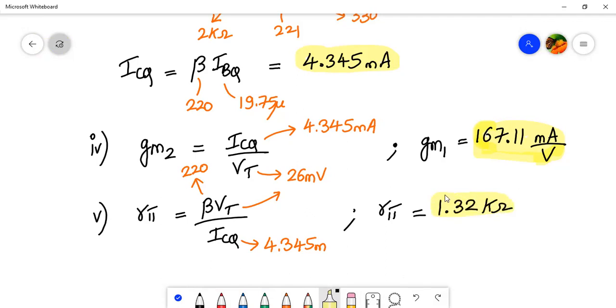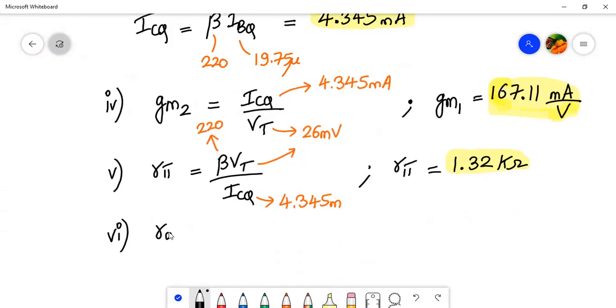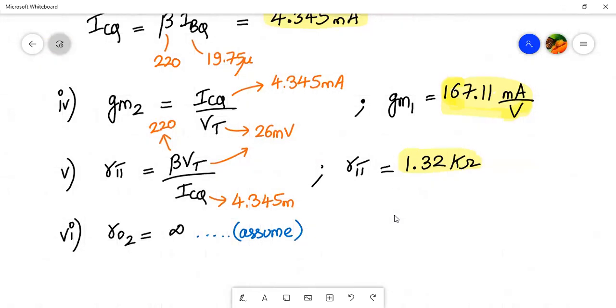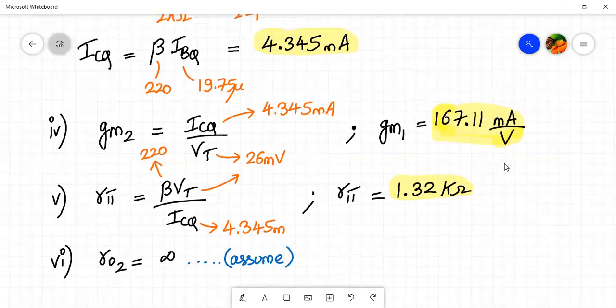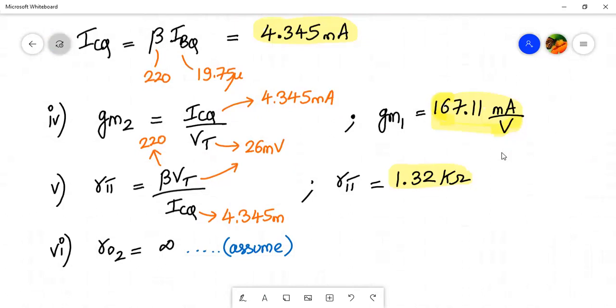So we got the value of GM1 and R pi, and what about RO2 now? RO2 is not given, so we'll assume it to be infinity. RO value is not given for BJT, so RO2 will be infinity. That is what we have assumed. Finally, we got the small signal parameter values for both the BJT and JFET. We calculated the DC Q point and DC parameters, and now the small signal parameters.